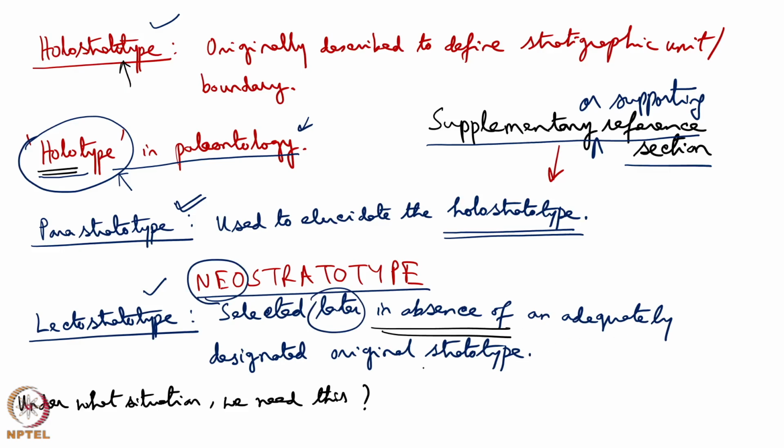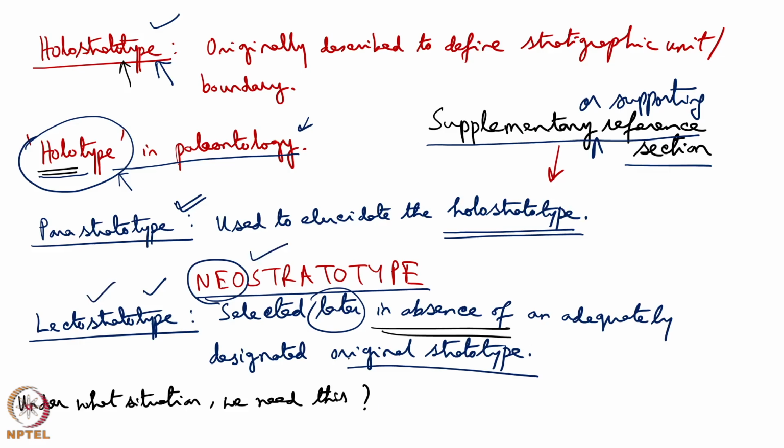stratotype. Suppose the original stratotype or even the holostratotype was defined by someone, and then it was found that it is insufficient for some purpose. Then we introduce neostratotype or lectostratotype to elucidate further.